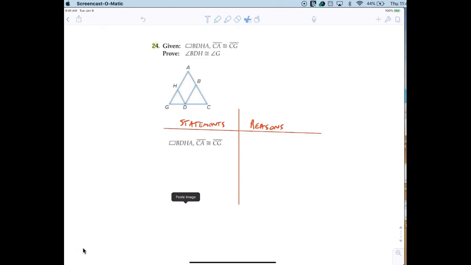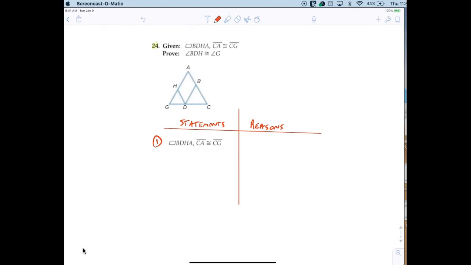All right, now, for what I'm trying to do. So we're talking about BDHA. All right, so given that is a parallelogram, there's a lot we know about the parallelogram. Really, the definition of parallelogram is just the opposite sides are parallel. But we proved that if it's a parallelogram, the opposite sides are congruent, opposite angles are congruent, consecutive angles are supplementary, all of that. All right?